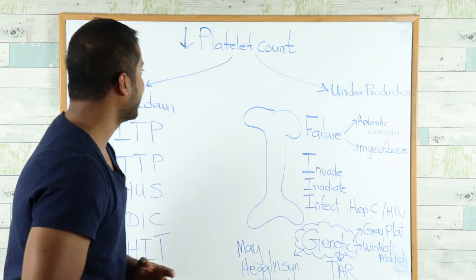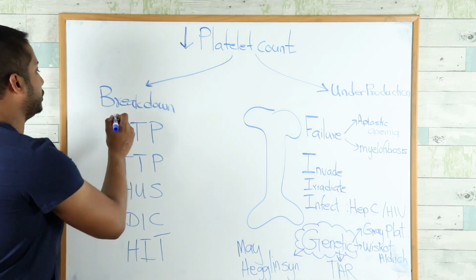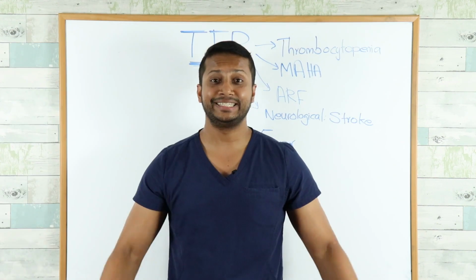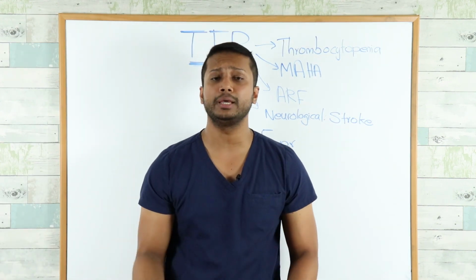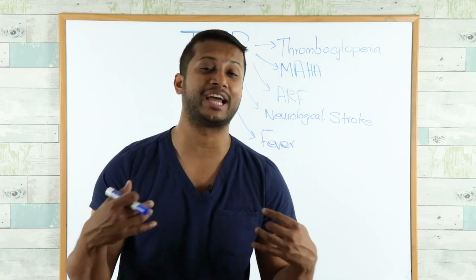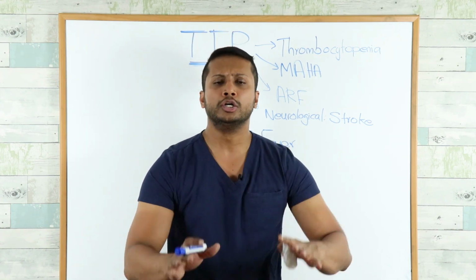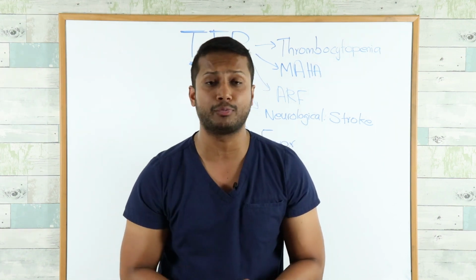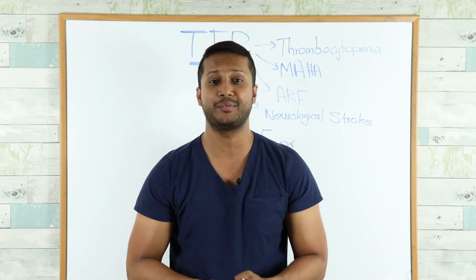Alright, so now let's start off with your breakdown. There's increased platelet breakdown in the periphery. TTP, guys, when you think about TTP, what does TTP stand for? TTP stands for thrombotic thrombocytopenic purpura. If I'm saying TTP, I'm pretty sure a bunch of you are saying, oh, this is the one with the pentad, right? Yes, it is the one with the pentad, guys.